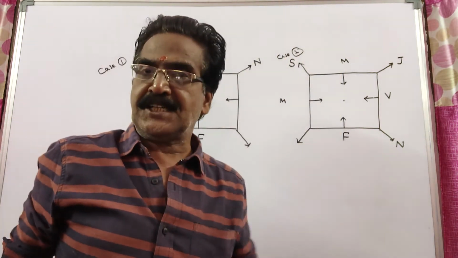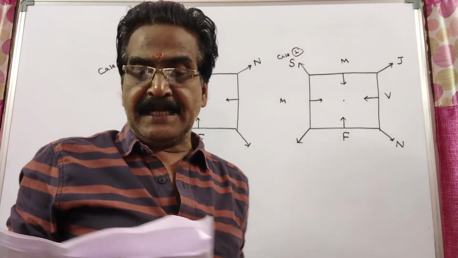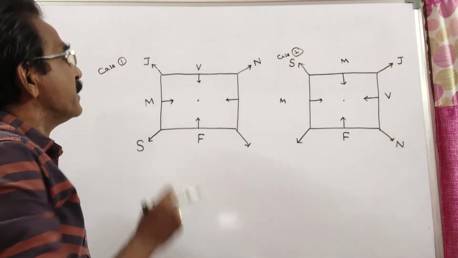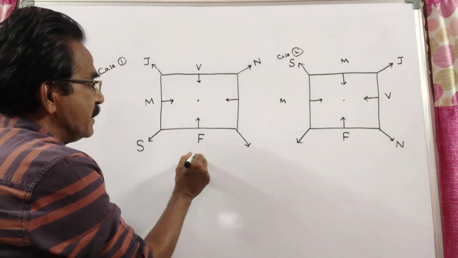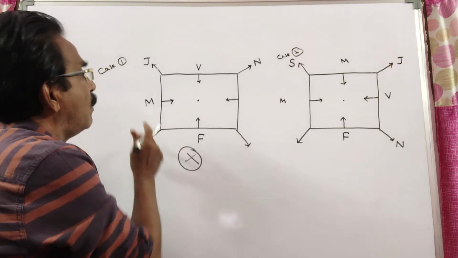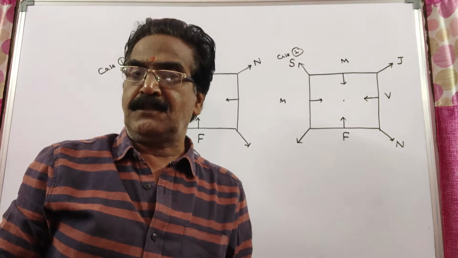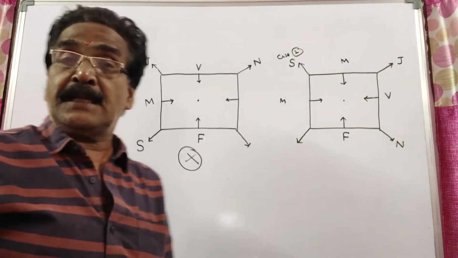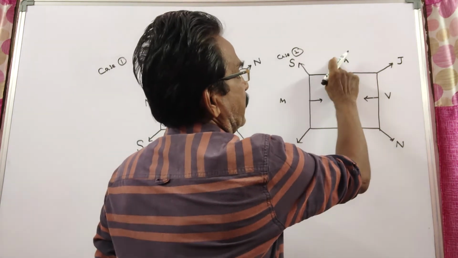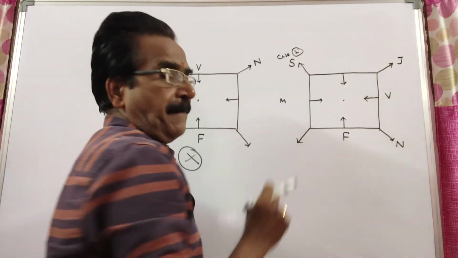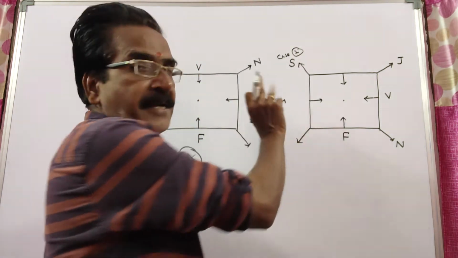Now let us go to the next statement and decide the place of M. M is not an immediate neighbor of J. So this case is wrong. Here M is neighbor of J. But according to the statement, M is not an immediate neighbor of J. So here also M cannot be here. If you place M, he becomes the immediate neighbor of J. So M must be here.